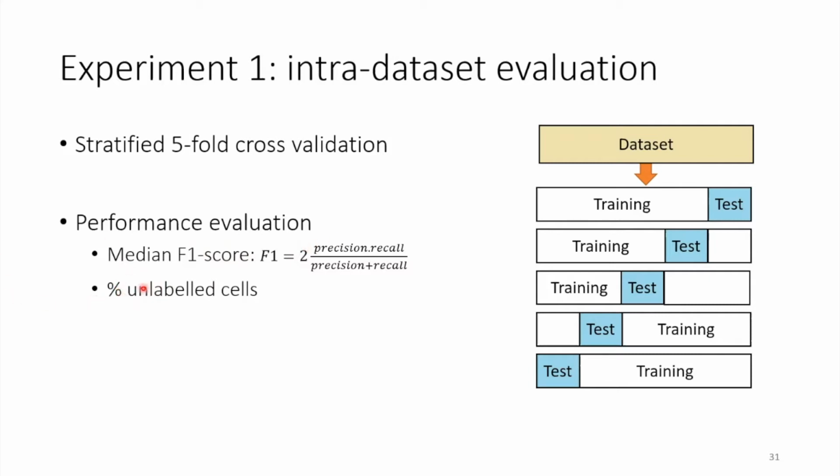And we also look at the percentage of unlabeled cells. For these classifiers that reject cells, they give you unknown cells. It's important to look at this percentage because very naively, if you reject everything, if you say everything is unknown, then your F1 score will be 1. You'll be doing perfect if you say, I don't know anything. So it's important to look at both values.